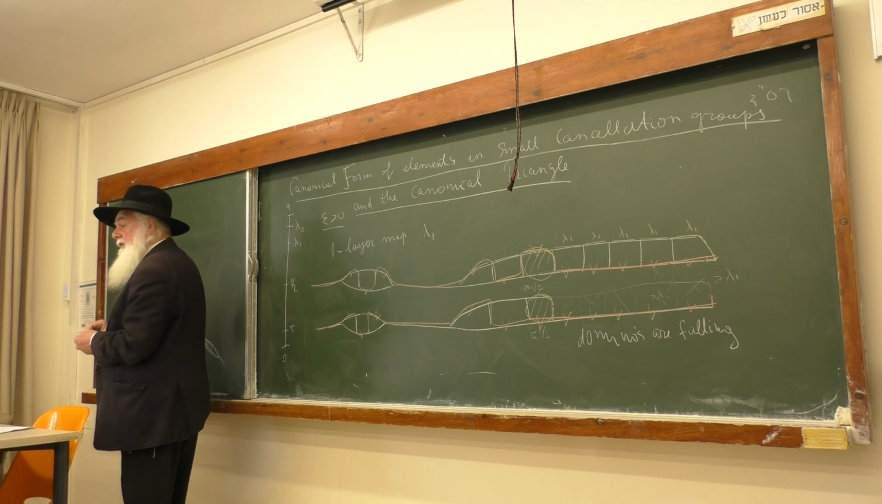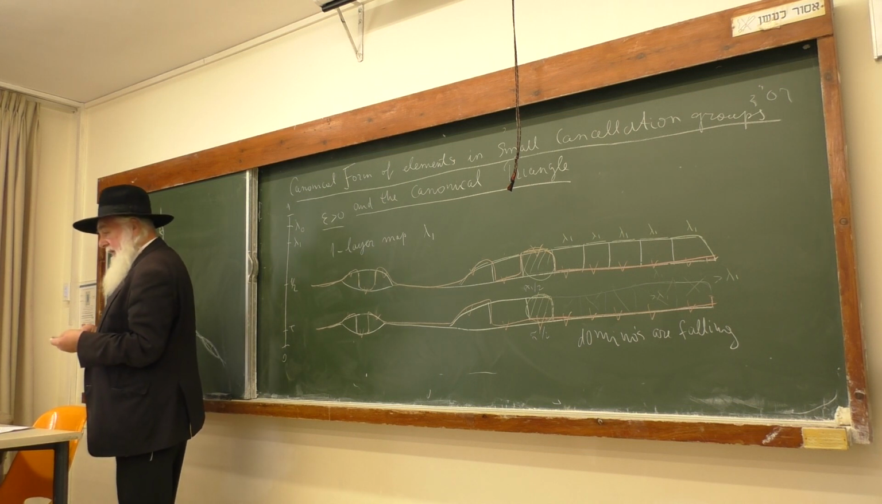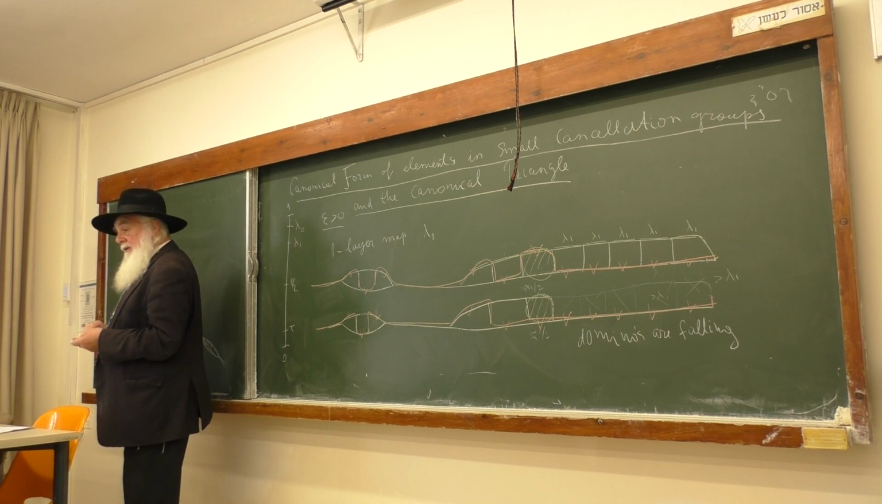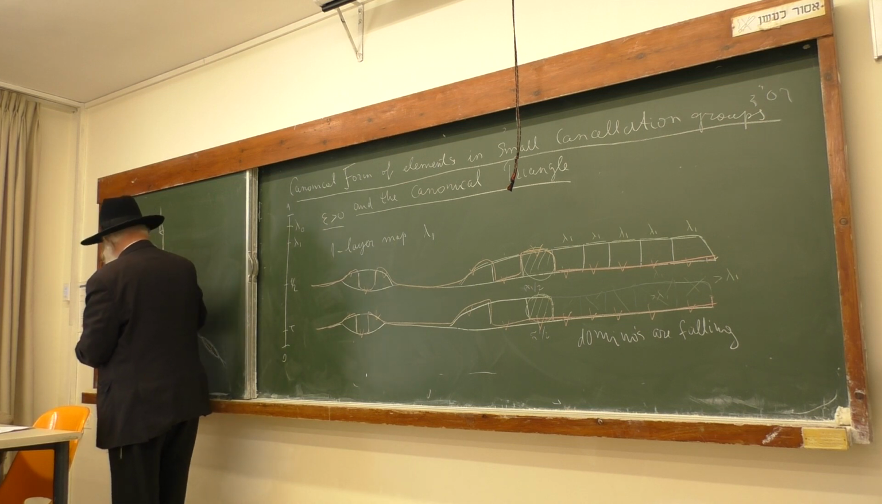Okay. So now what happens when we try to find the canonical form of each of them? So of course, when we have lambda, the choice will be on the other side. Here it will be on the other side.